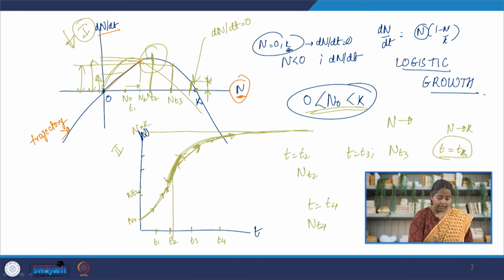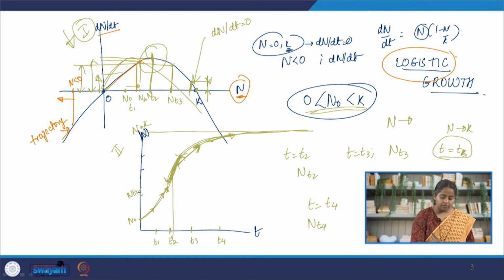So this blue line here is the trajectory. It tells me how n is changing. I know bacterial numbers can't be negative, but if the same logistic model is used for something that indeed can be negative, then let's say here n is less than 0 at any given time, then I know dn by dt is less than 0. So I know that n is going to move towards the left side, it's going to reduce.